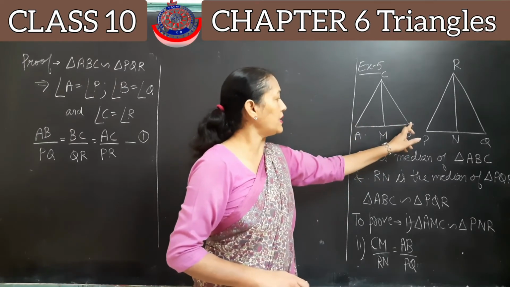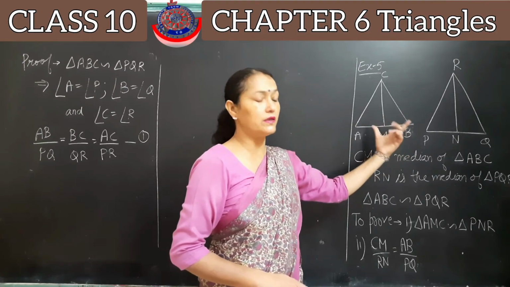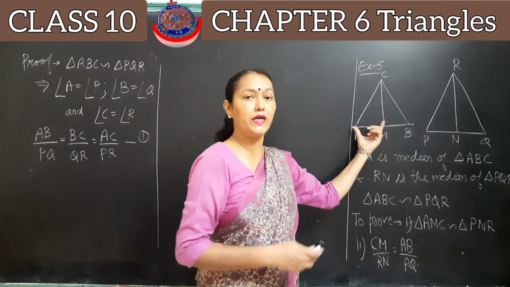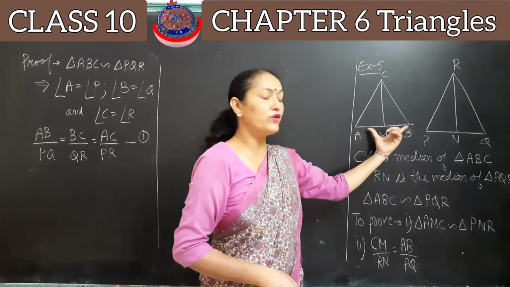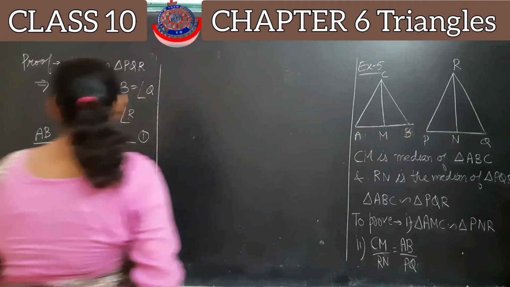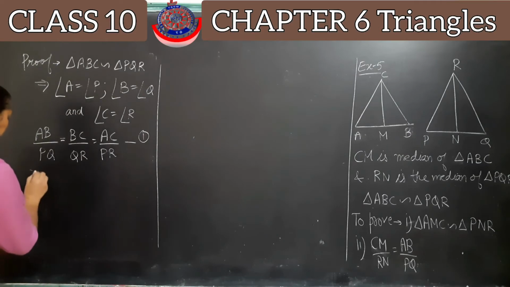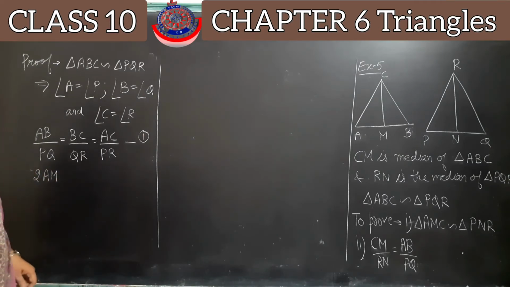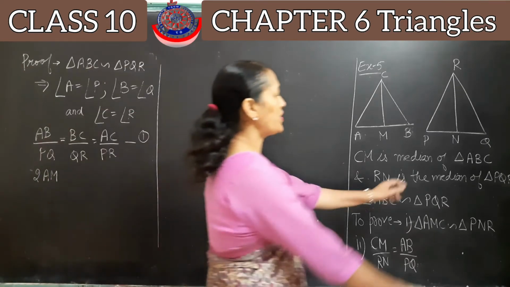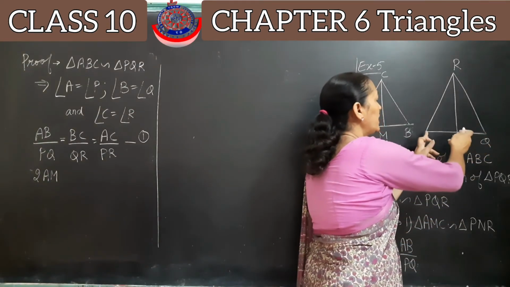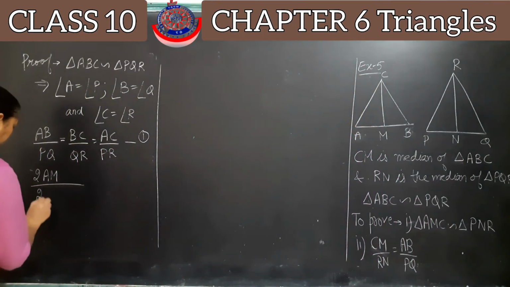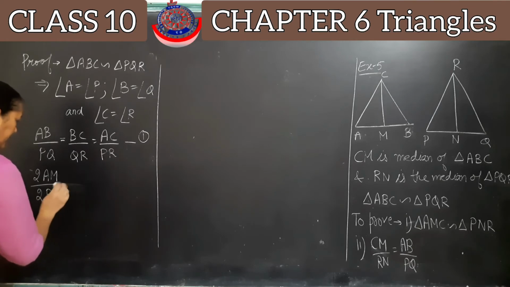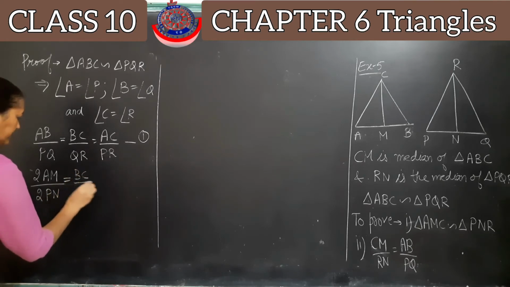Where we are writing AB, in that place we can write double of AM. If we multiply the value of AM by 2, we will get the value of AB. So here, we replace AB with twice of AM, and similarly for this triangle, we replace PQ by double of PN. The rest will be like this only.